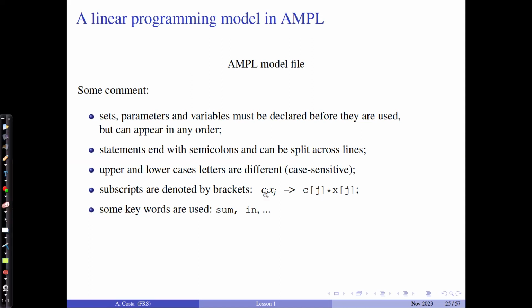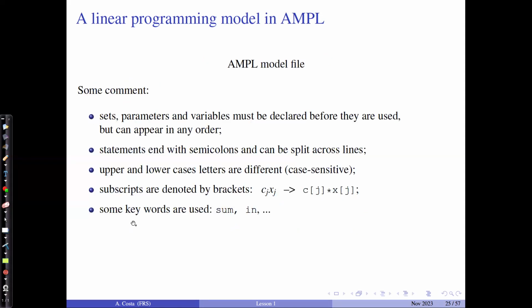What is important here is that if we have to write C1 X1, for example, this is how we write it. Remember always this: when you have a multiplication, and C1 will be C[1] in AMPL, we need to use the square brackets. And then you cannot use keywords like sum or in as names of variables and other things. Otherwise, AMPL will not understand if we are referring to a keyword or something else.